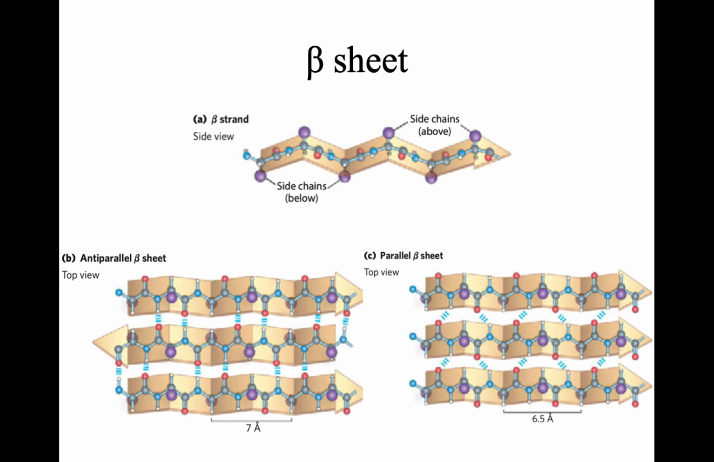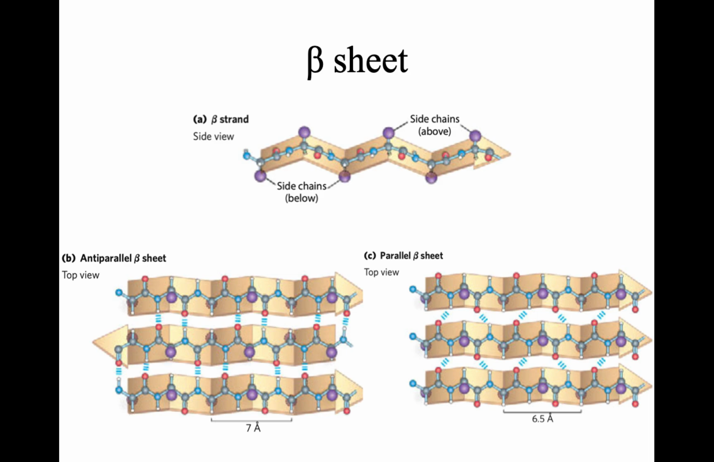In this case, you can see that a single strand, a single polypeptide chain in the beta sheet, is called a beta strand. As I told you earlier, it has the pleated, sheet-like appearance. And as I told you earlier, the side chains are facing opposite to one another. This is called the beta strand.